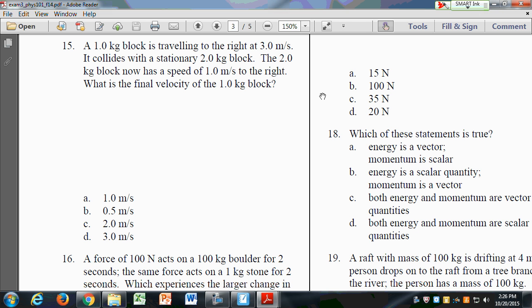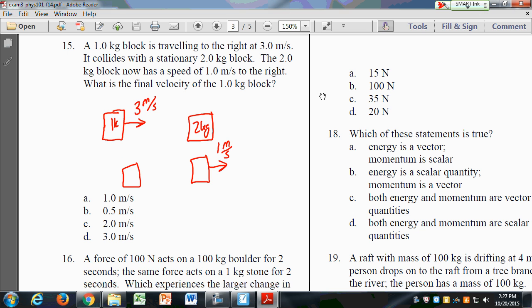So my 1 kilogram block is traveling to the right at 3, and it collides with a 2 kilogram block that's stationary, and then the 2 kilogram block is now at 1 meter per second, and I want to know what is the speed of this block. So I have an initial and a final state. This is my initial, this is my final. I say the momentum in the initial state is equal to the momentum in the final state. Okay, you with me?